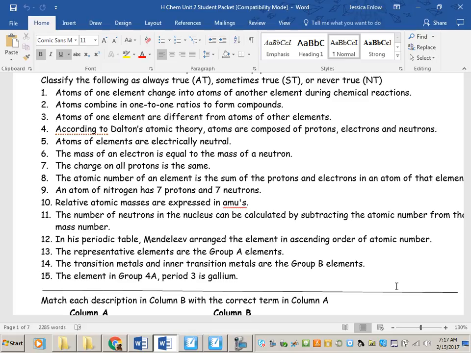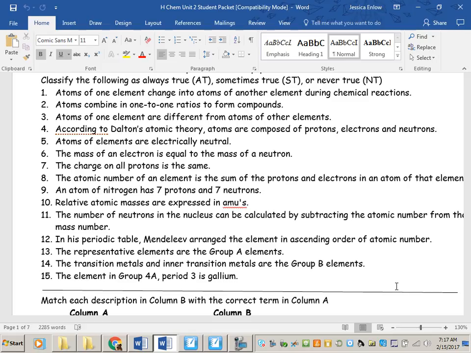Never true. Thank you. Number 2, atoms combine in 1-to-1 ratios to form compounds. Sometimes true. This is for you to make sure you correct it so you can study from this, okay? We're starting with concept 4, jumping in from stuff I came back yesterday.